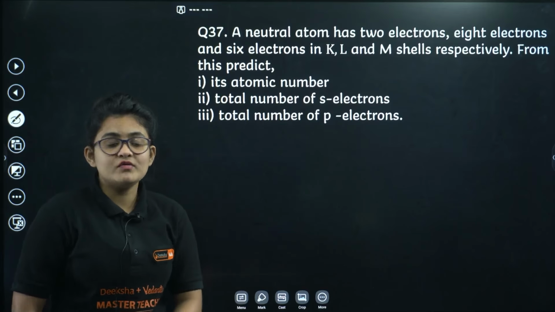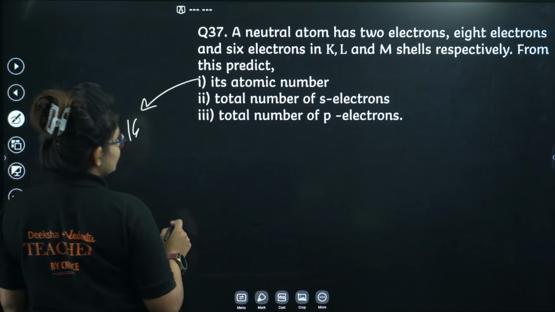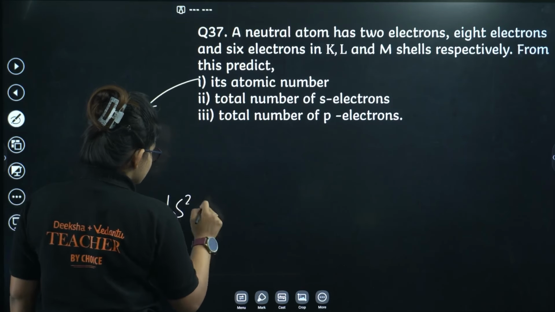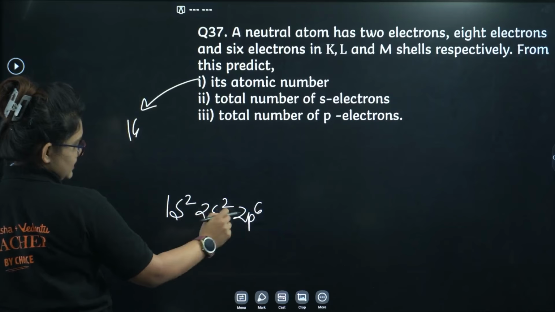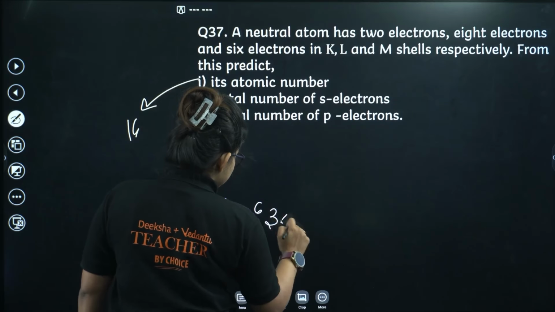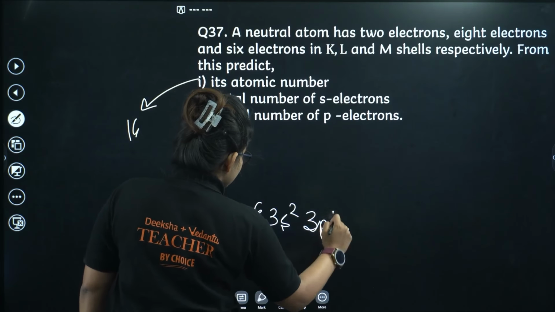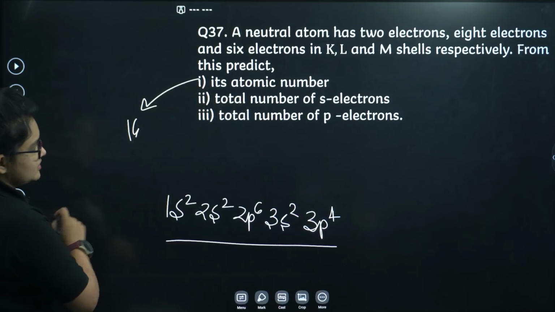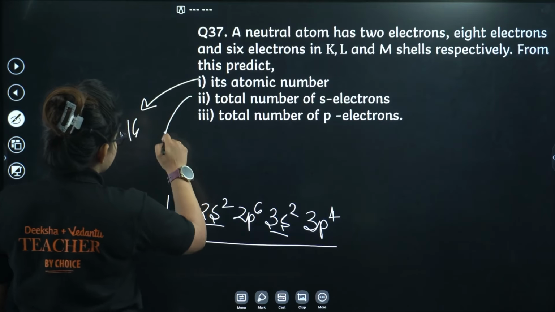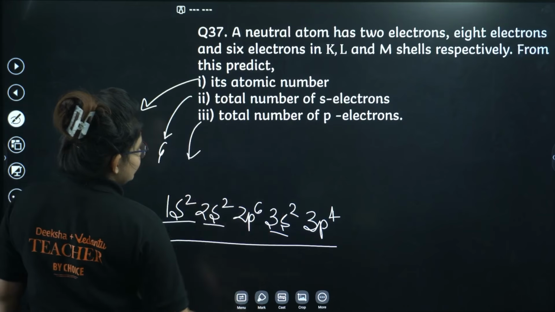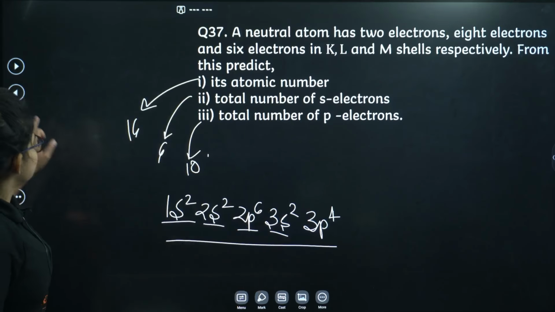Okay, total number of s electrons. The atomic number is coming 16. Now let's proceed: 1s2, 2s2, 2p6. See how many it becomes? 10 already, right? 3s2, 10 plus 2, 12, then 3p4. This is the electronic configuration. Now the total number of s electrons: 2 plus 2 is 4, plus 2 is 6. Total number of p electrons: 6 plus 4, 10. Okay, I guess it's clear to you.